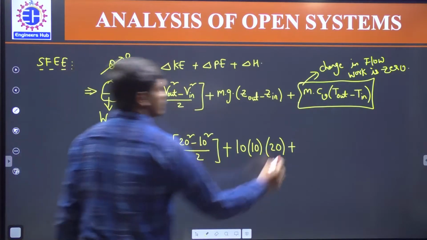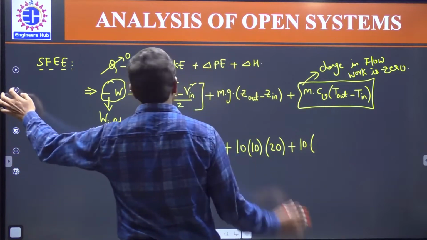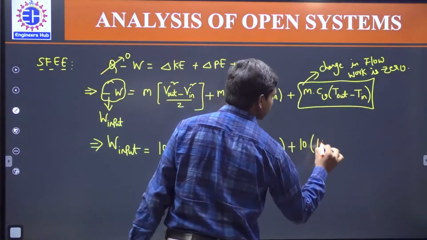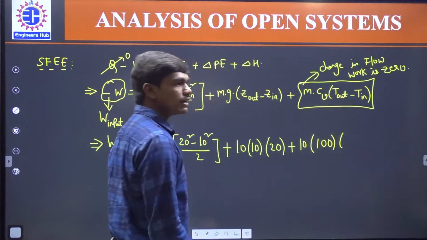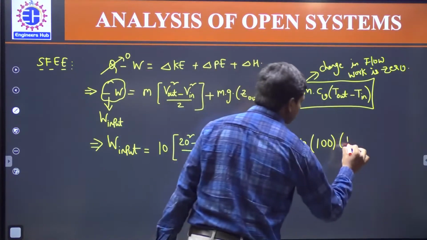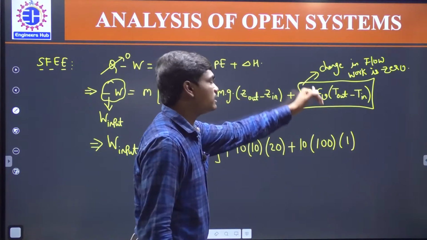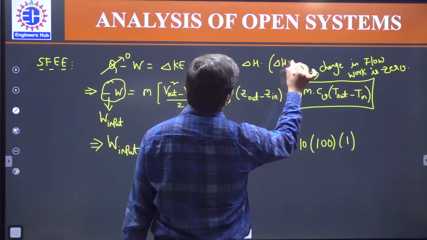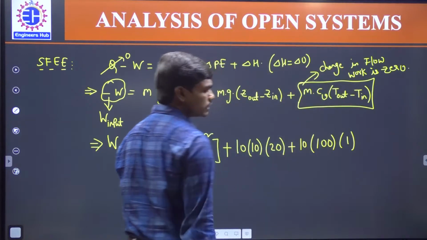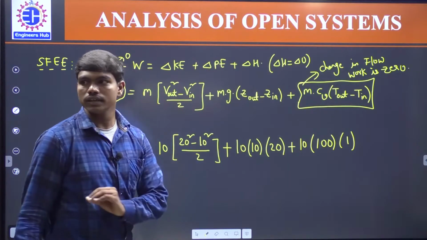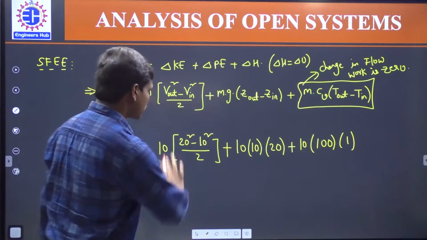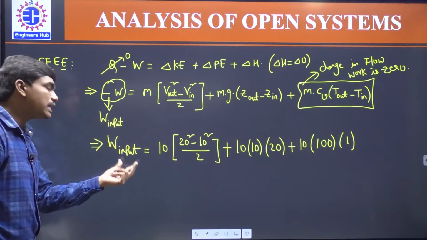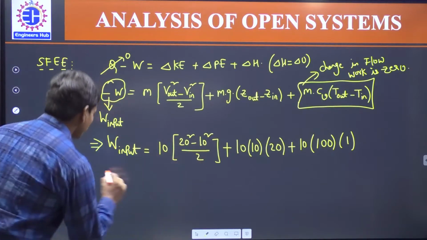So if this is the case, M is again 10, Cv. Since all these are in meters per second and in meters, Cv we will put in joules. So this is 100 into T out minus T in. It's given temperature of the system increased by 1 Kelvin, so this is 1. Did you all understand why we have replaced this delta H with Cv? Because delta H is same as delta U in this case, because flow work is not changing, as the question clearly mentions there is no change in any other component of the energy. This minus W, we consider this as work input. Since you are saying it's already input, you need not put a minus sign again.